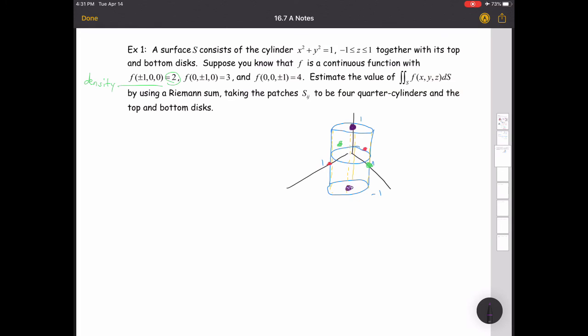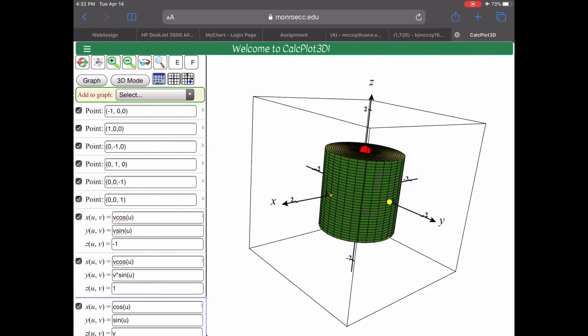Now I'm going to go ahead and show this to you on the Calcplot, and we should hopefully be able to see what's going on, and then we'll come back and actually figure out what the total surface integral of this thing is. Alright, so here is our cylinder. I've already gone ahead and put it all in there. Our cylinder goes from -1 to 1 on the z-axis.